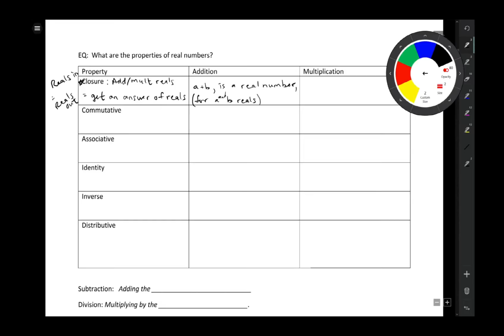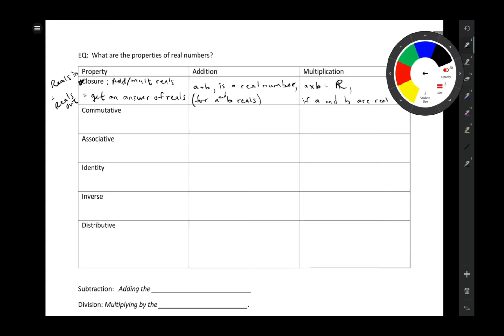Okay, multiplication a times b means you're going to get a real number, and again, that's if a and b are real. Okay, it's kind of like you and a friend, you're both real. If both of you go on a trip, it's not that one of you disappears completely. It's just closure. It means it didn't go anywhere.